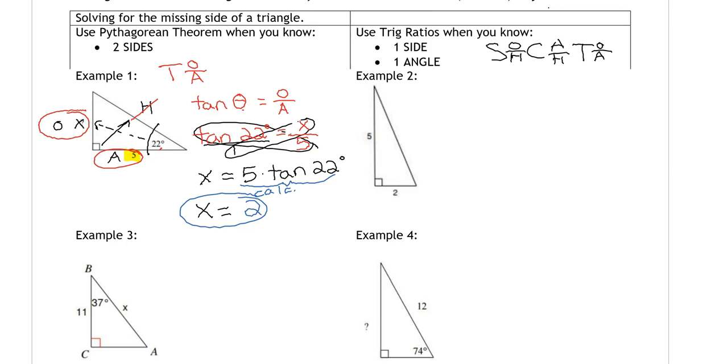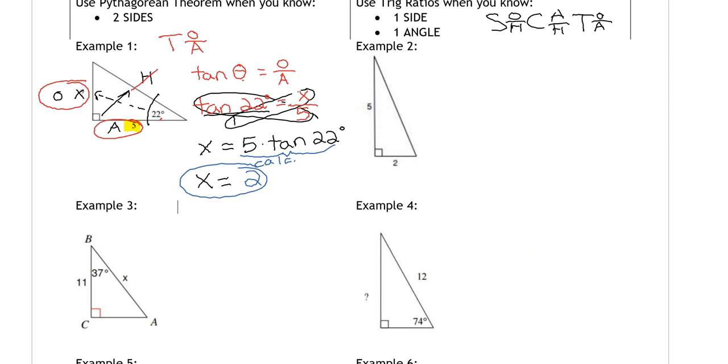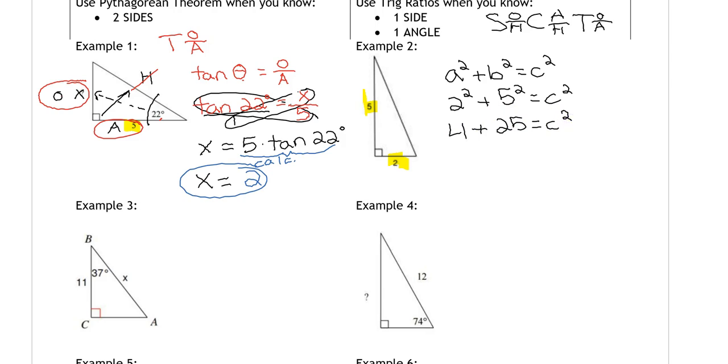All right, looking at example 2, this is just Pythagorean's theorem. I have a side here and a side here, so I'm going to use a squared plus b squared equals c squared. So I have 2 squared plus 5 squared equals c squared. 2 squared is 4 plus 5 squared is 25 equals c squared. Adding those, I get 29 equals c squared.